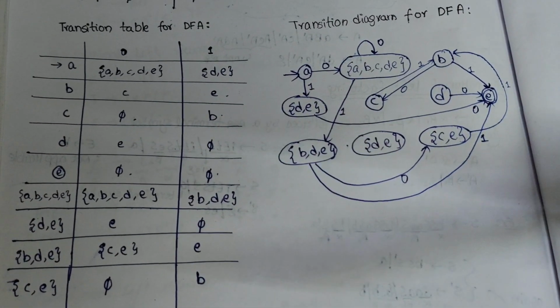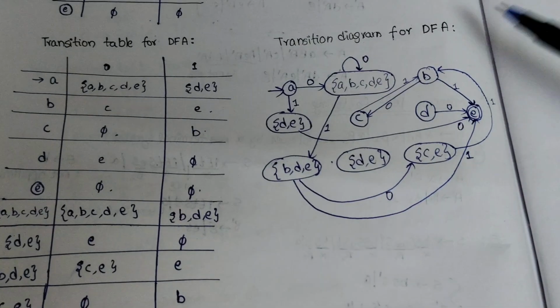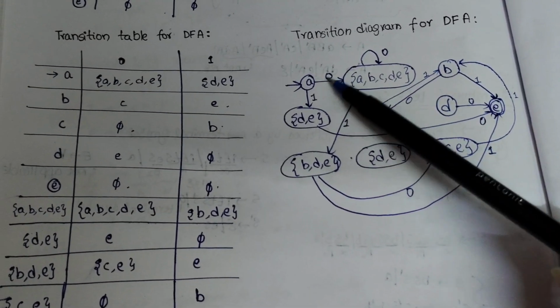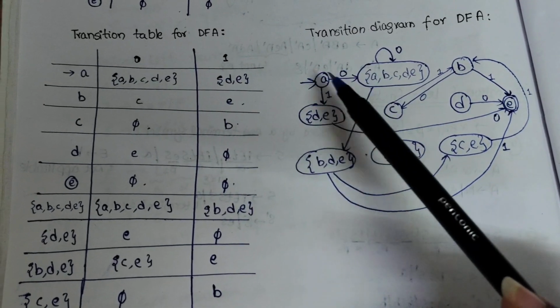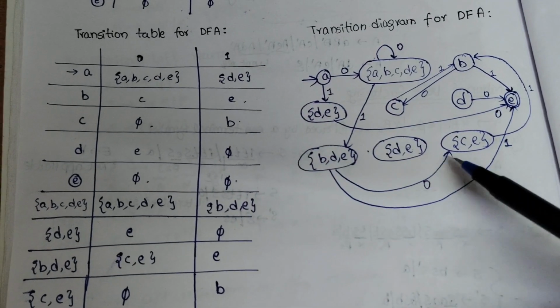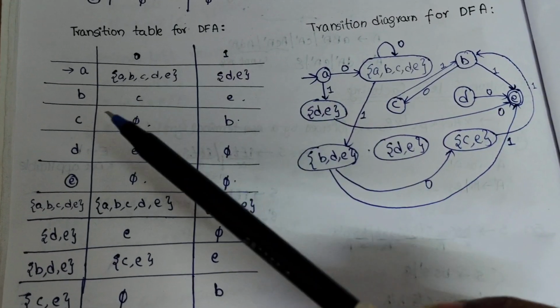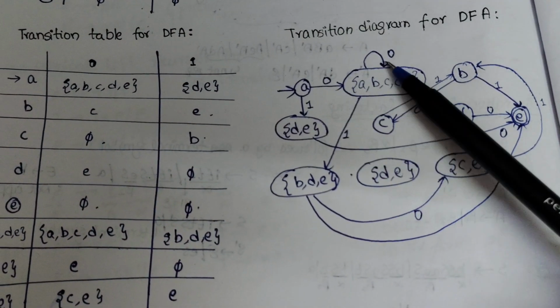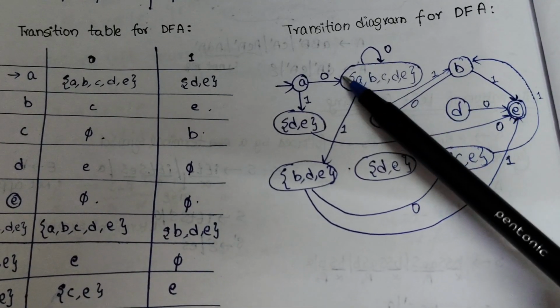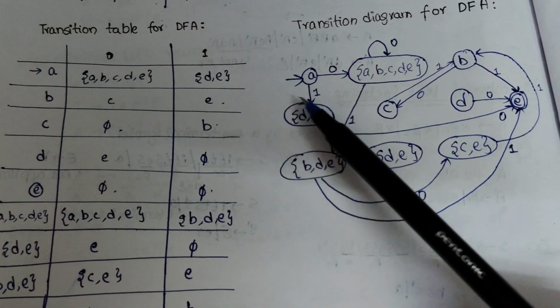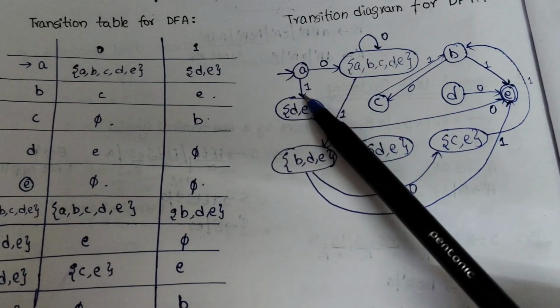Don't be tense about how to write these terms. Write in any manner, write A, B, C, D randomly. You just have to map it accordingly. So I wrote A, B, C, D, E, D, E, B, C, D, E, B, D, D, C. You can write it in any manner. So A on 0 gives A, B, C, D, E. This is considered as one state. A on 1 gives D, E.